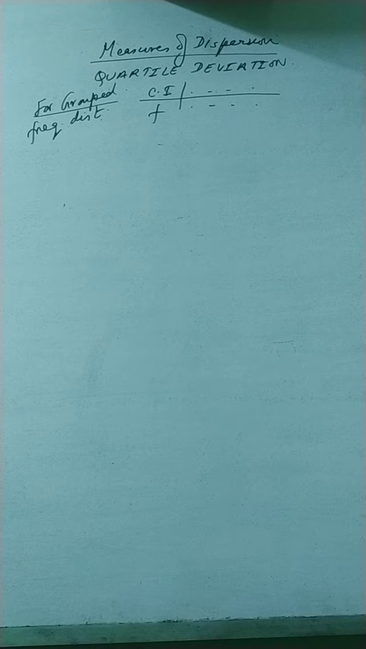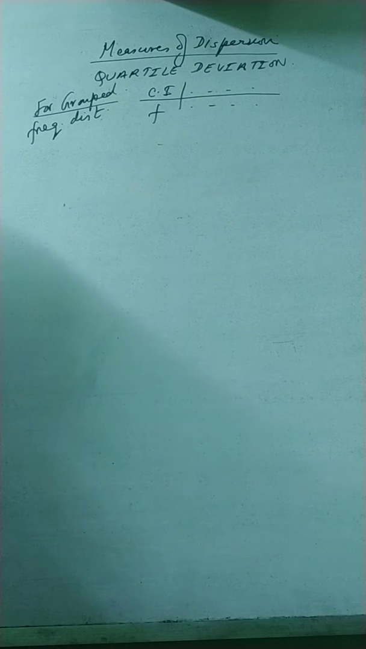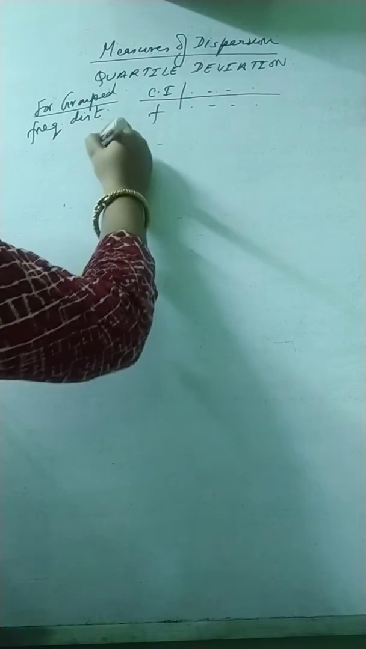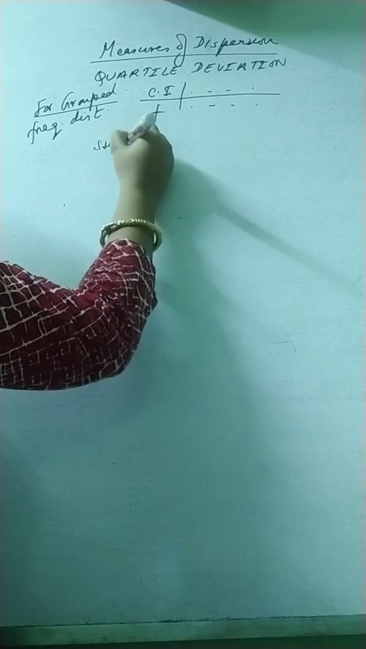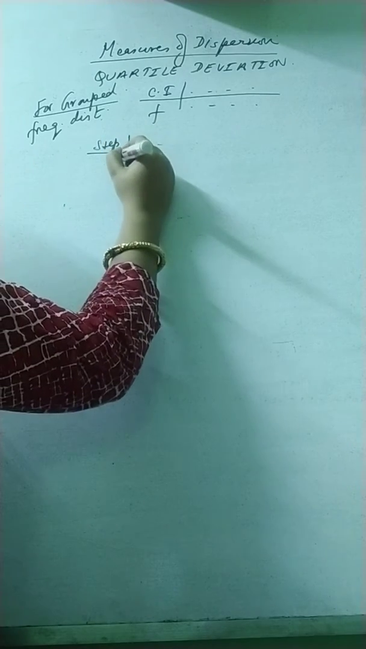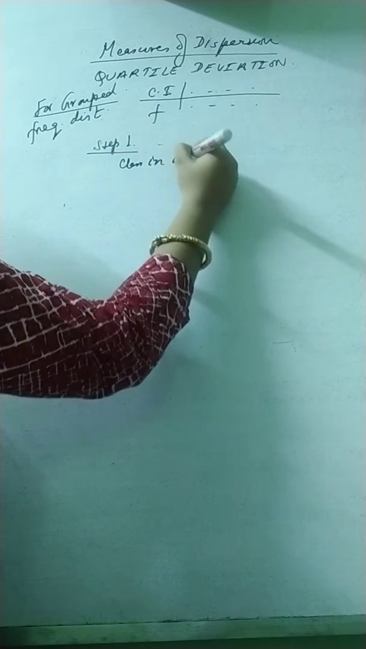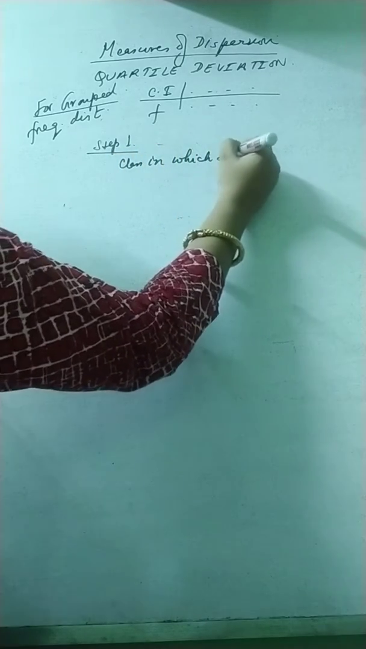Today we will discuss how to find quartile deviation for a grouped frequency distribution. Grouped frequency distribution means the class intervals are given along with the frequencies. I hope you remember the steps. Let's recapitulate quickly. What was the first step? We are supposed to find the class in which the quartile belongs. That is the first step.